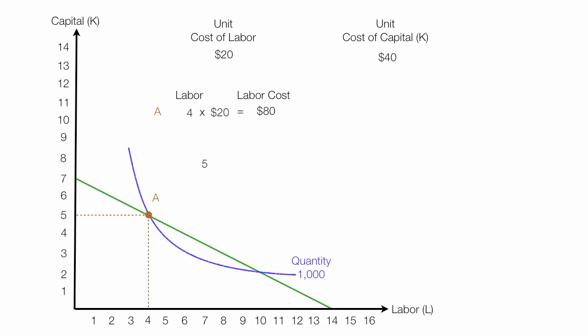The amount of capital used will be 5 units of capital at a unit cost of $40 per unit, for a total cost of capital of, again, this unit cost of capital, to be clear, and this is equal to $200. Capital cost of $200, and this is equal to $280. 80 plus 200 is equal to $280.